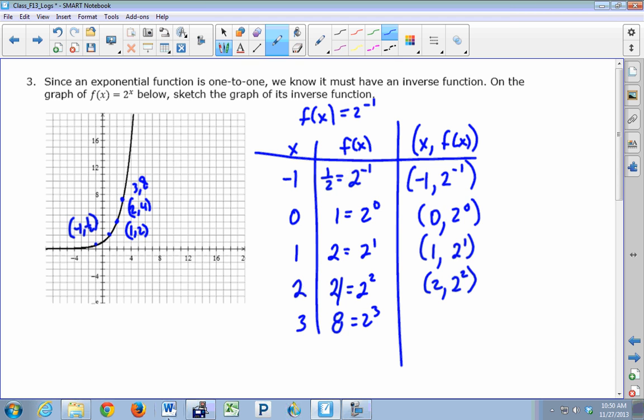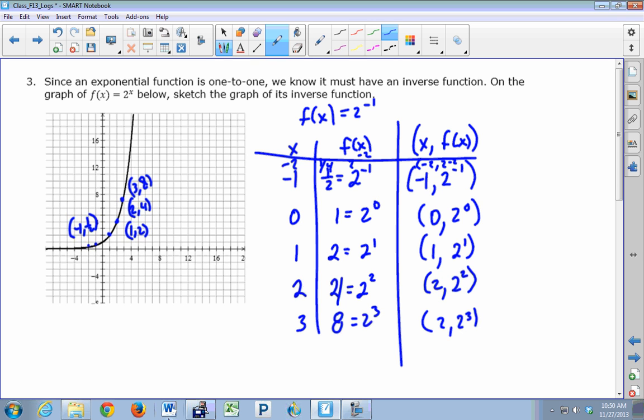And we can just keep going on and on like this forever and ever in both directions. There's no restriction because our domain is all real numbers. And in fact, if we put in -2 back here, I'm at 1/4, which is 2 to the -2. So at -2, I'm 2 to the -2.